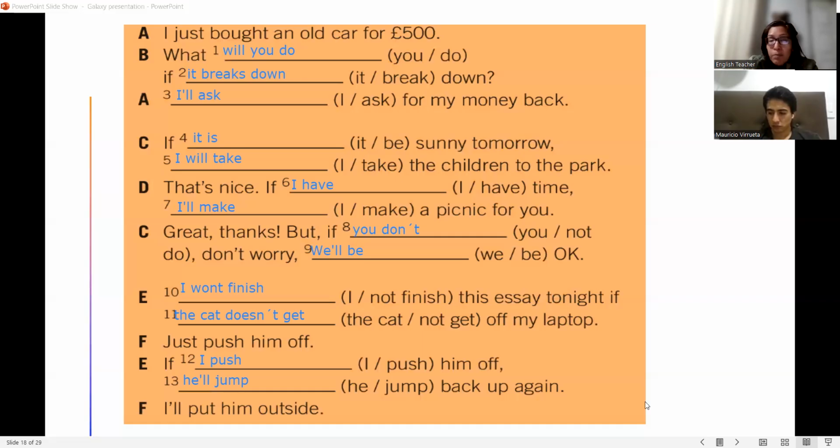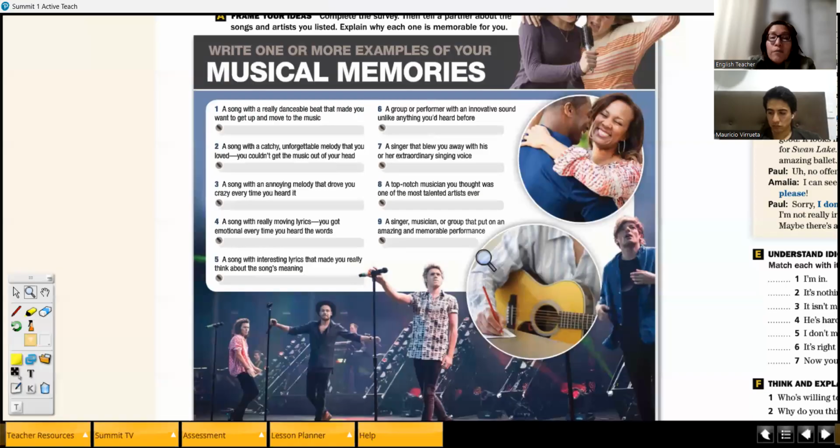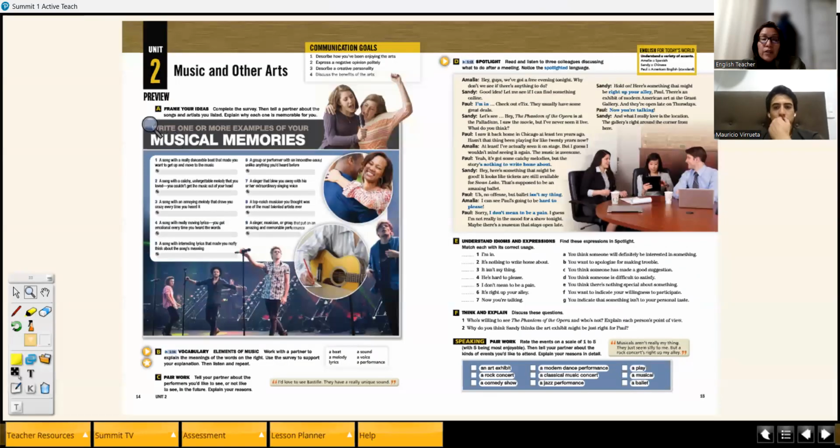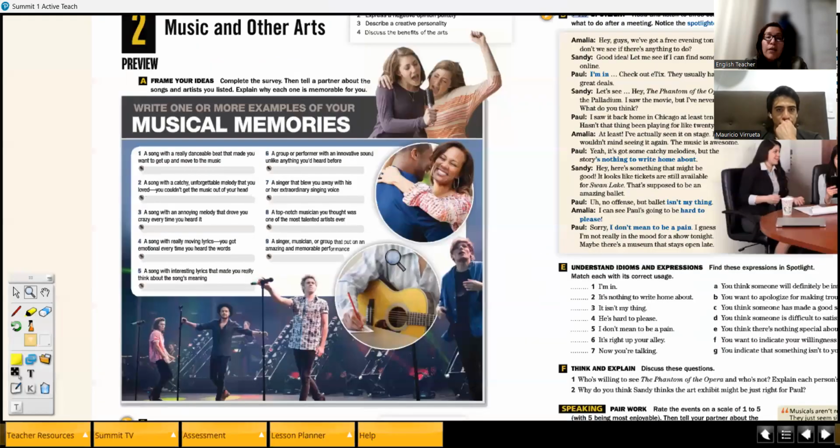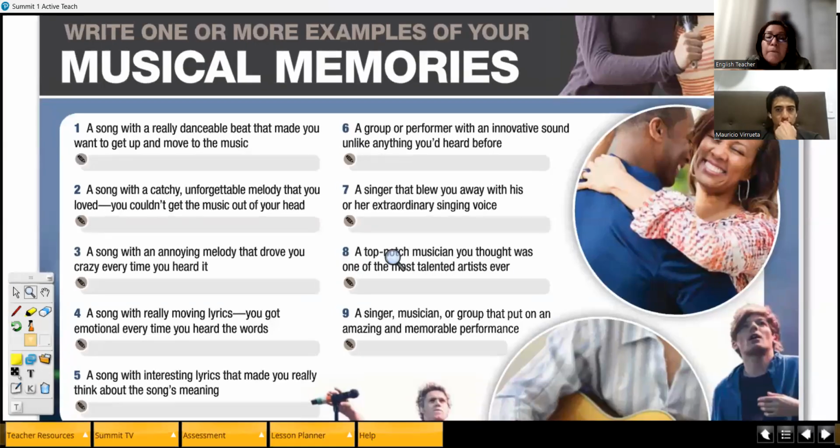So now let's pay attention to a little bit of the vocabulary that we have here. This is in our book. This is a little bit of vocabulary about music. It says musical memories. It says a song with a real danceable beat that made you want to get up and move to the music. So what would be your answer there?